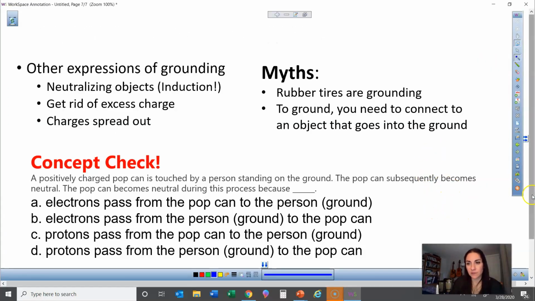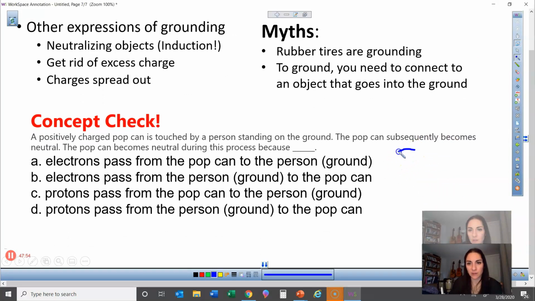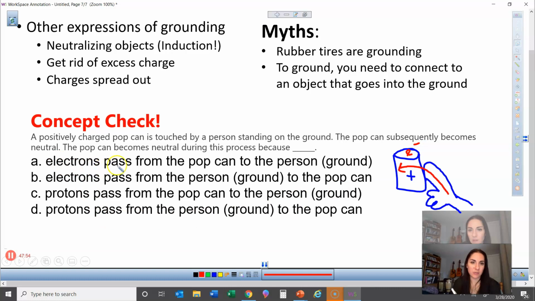So when you think about stuff like this, I always draw pictures because I just think it's better. You have a positive pop can, and a person touches it, right? So here's a finger, and they're touching it. We want to neutralize this. We want to ground this. We want electrons to be added to the pop can. So electrons pass from the person to the pop can, answer B. And that's another way of talking about neutralization or grounding.